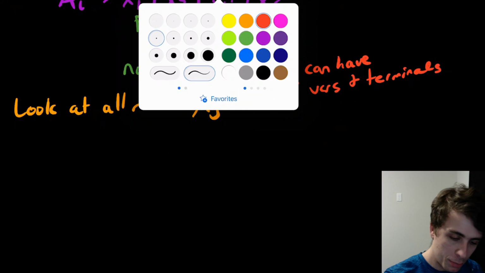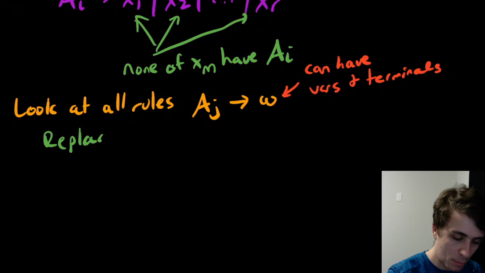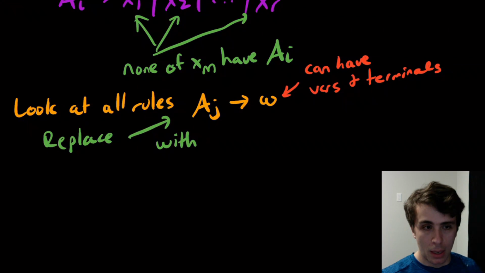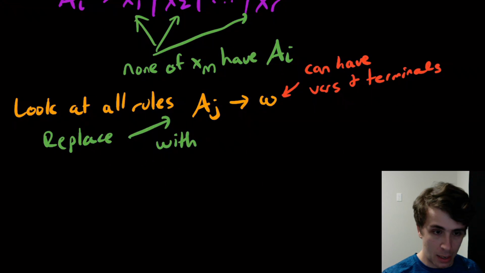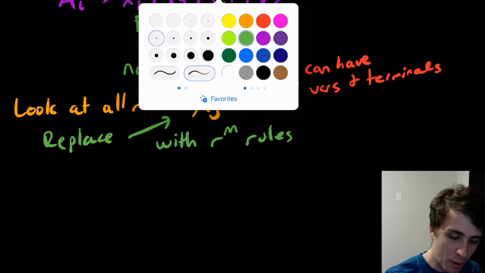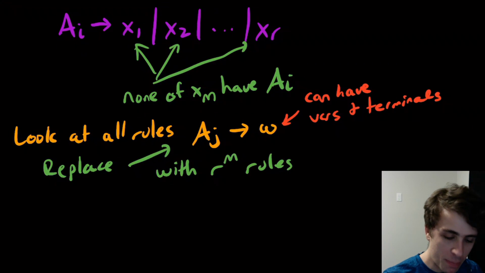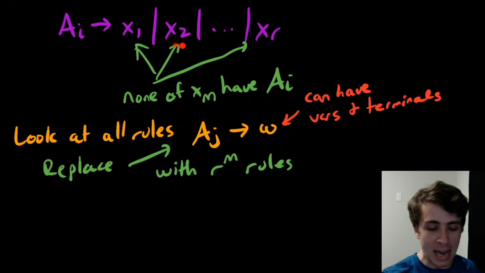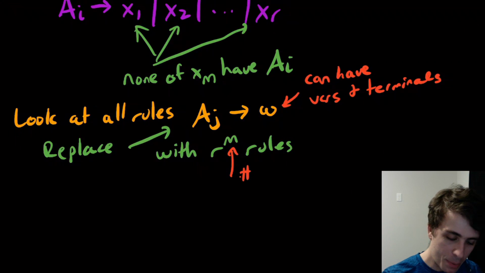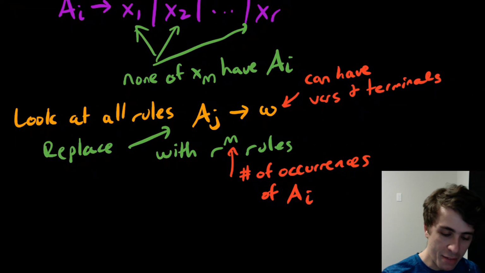But we want to do the following. We're going to replace this rule right there with some number of rules. What is this? We're going to have r to the m rules. And where does the m come from? The r came from the number of rules that AI has. And m right here is the number of occurrences of AI, the variable we're interested in, not aj, AI, in that right-hand side omega.